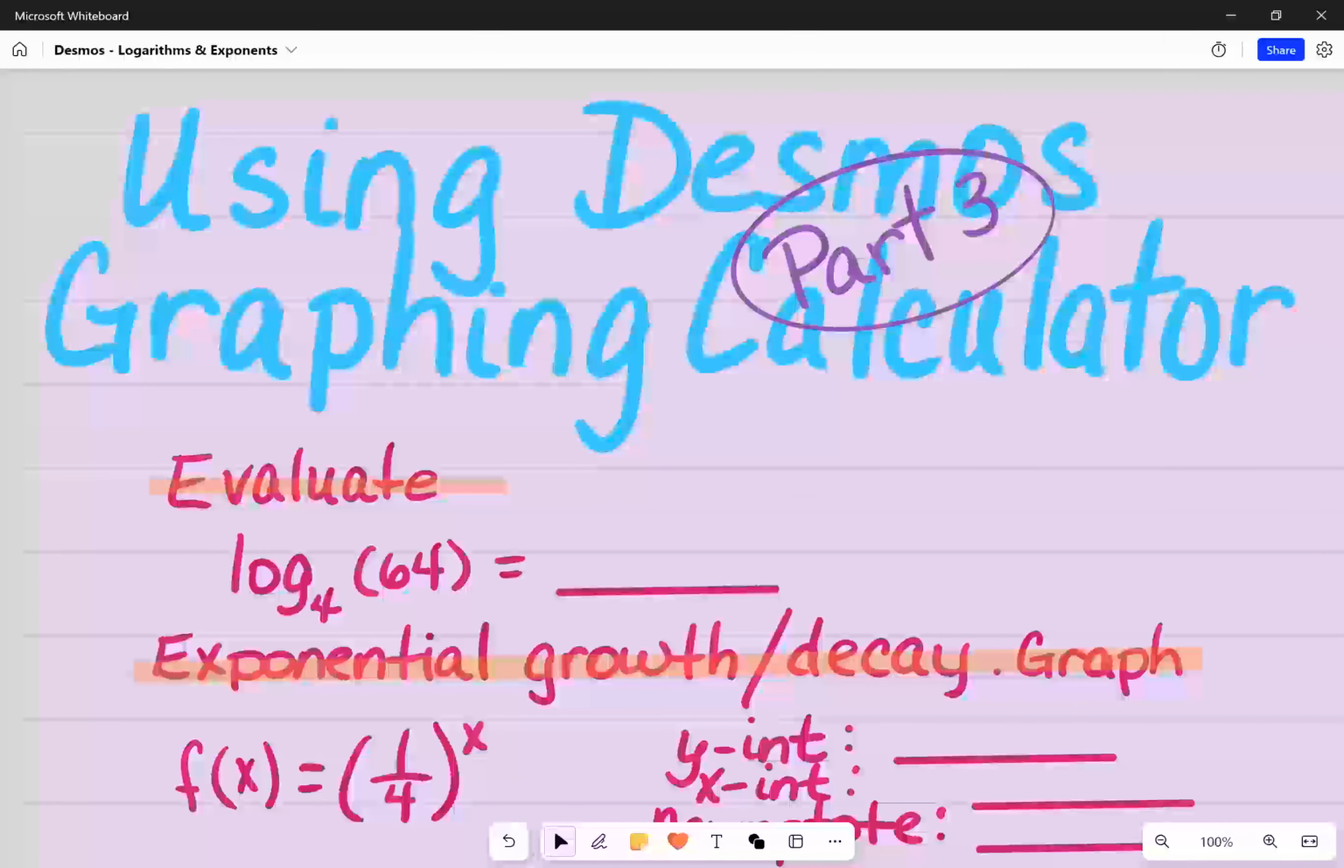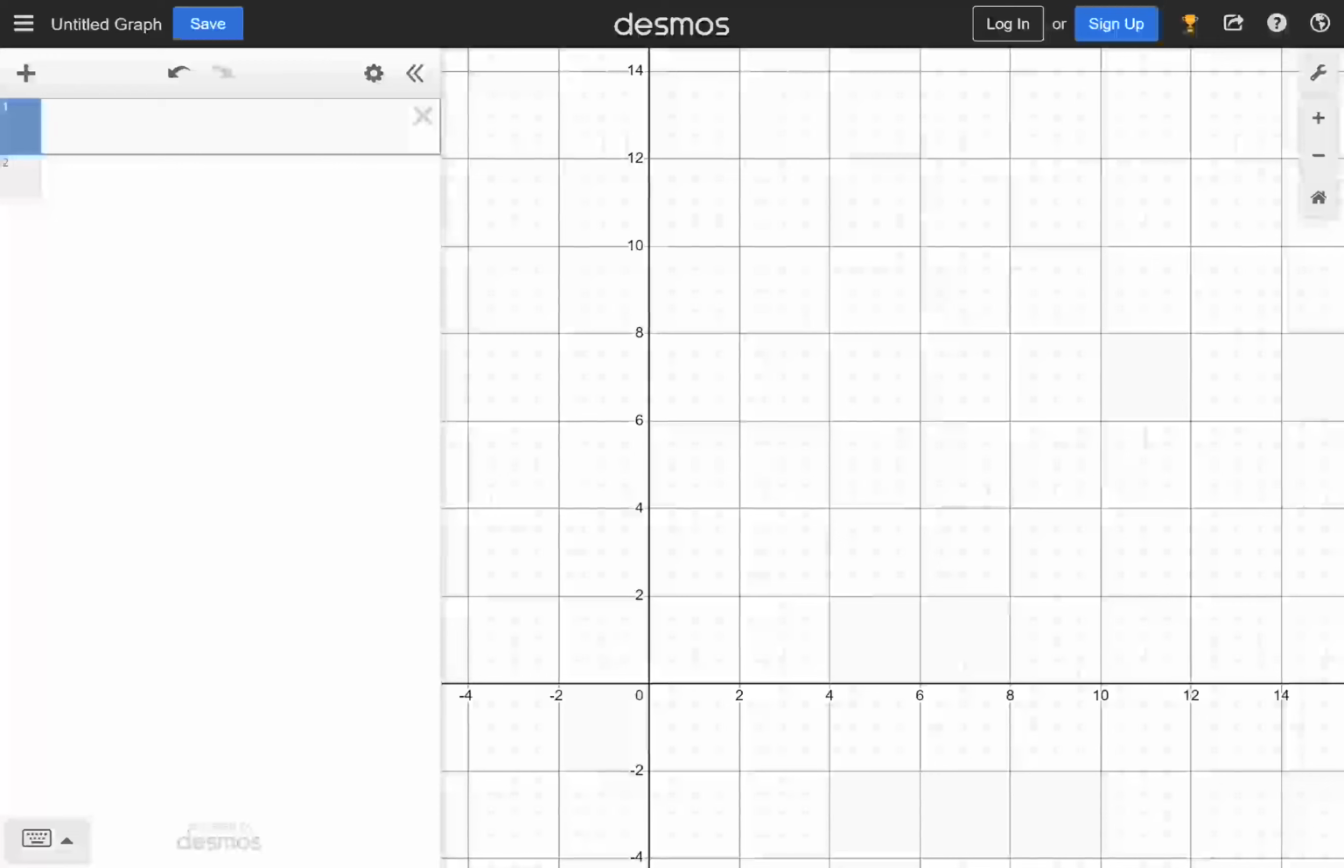In this video, I will be using Desmos for logs and exponents. So my first example asked me to evaluate log base 4 of 64. So I'm going to go on over to Desmos, type in log.